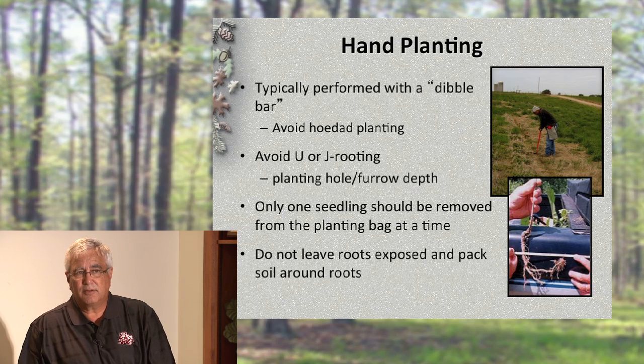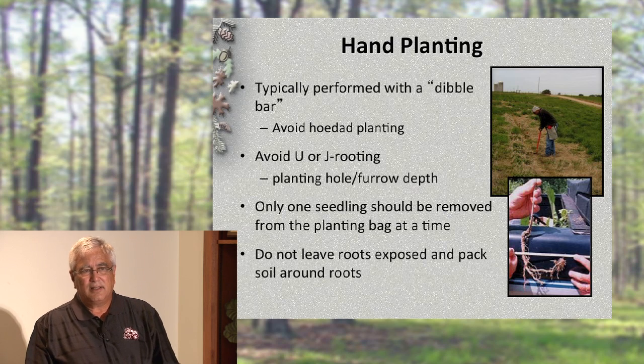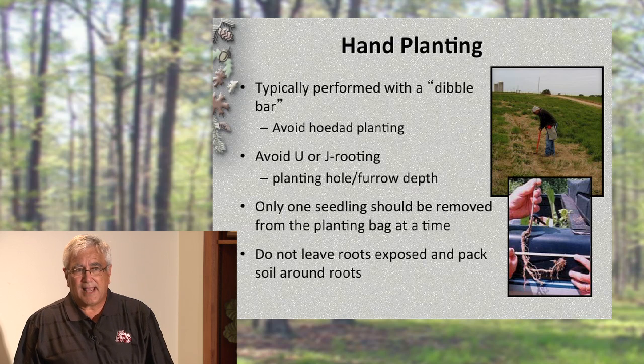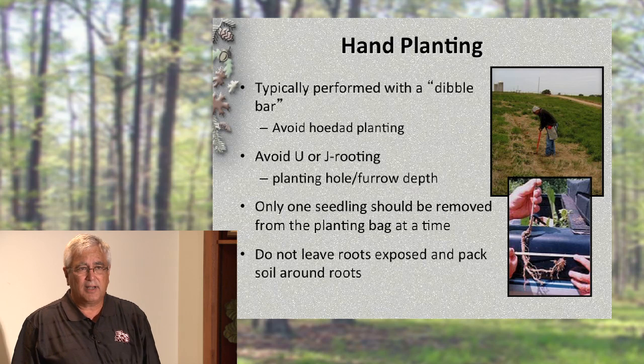So hand planting typically is performed with a dibble bar. If at all possible, we'd like to avoid hodad planting. With that avoidance, you usually avoid most of the U or J rooted type of planting. These are where the seedling is planted too shallow, or it's planted in a furrow where it turns the root system upward toward the soil, as seen in the picture on the lower right-hand corner. And we really don't want to leave any roots exposed, and we want to make sure that we pack the soil around the roots very, very tightly, so that when you tug at the seedling, it is not easily removed from the ground.